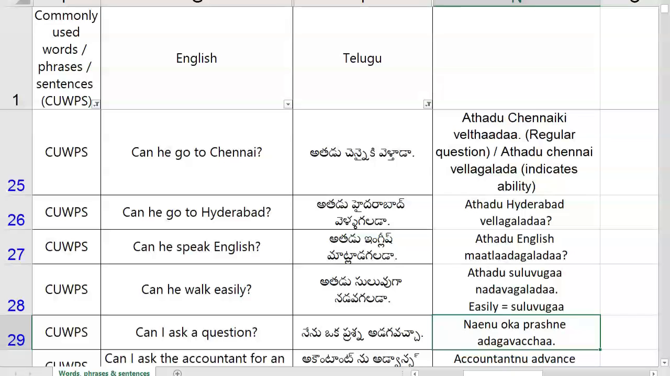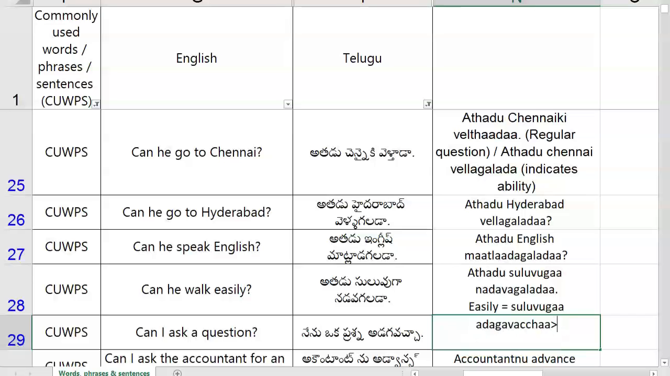We have another type of sentence, may I ask, may I ask. This type of sentence shows the ending vacha. Okay, I will write a few sentences here so you will understand easily. May I ask, nenu adagavacha. So if you want to show respect you can also add andi: nenu adagavacha andi, nenu oka prashna adagavacha andi. Like that you can add.